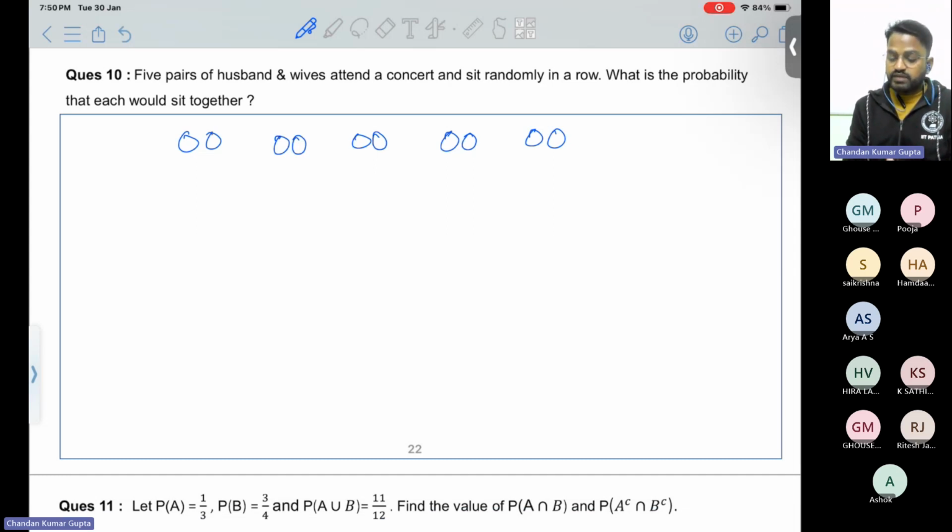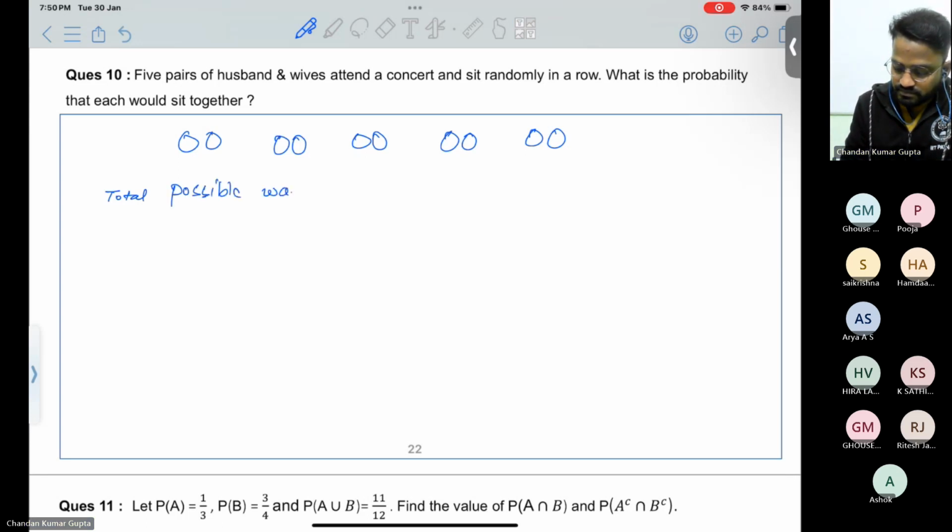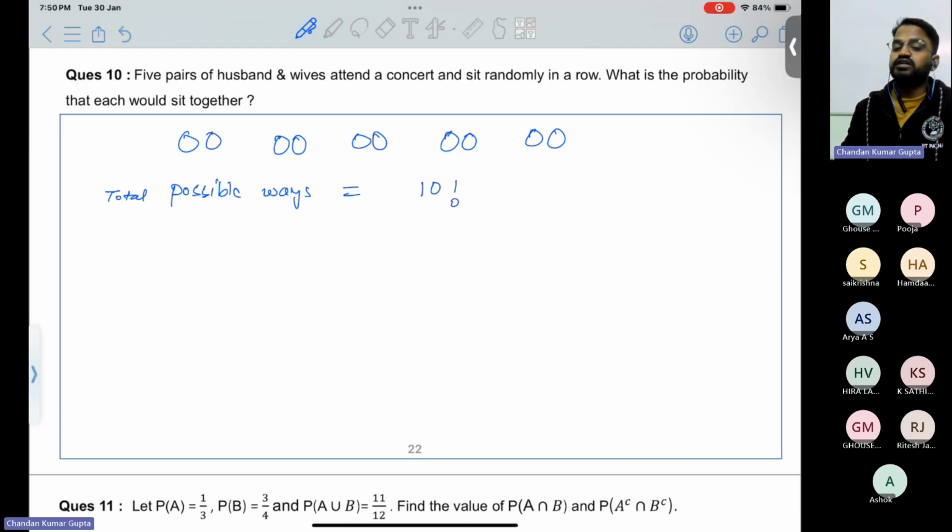Okay, what is the probability that each would sit together? Suppose there are 10 persons, and 10 persons can sit in 10 factorial ways. So this is clear, na? Total possible ways, how many? Because there are 10 persons, so 10 factorial ways are possible. I think this is clear for everyone.